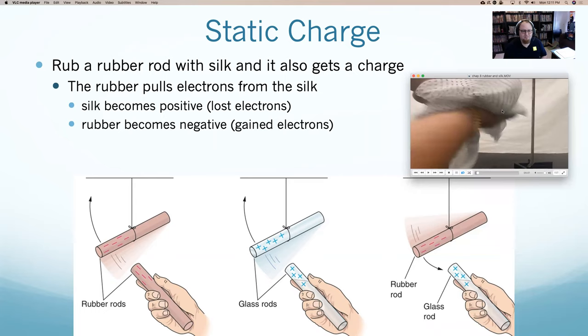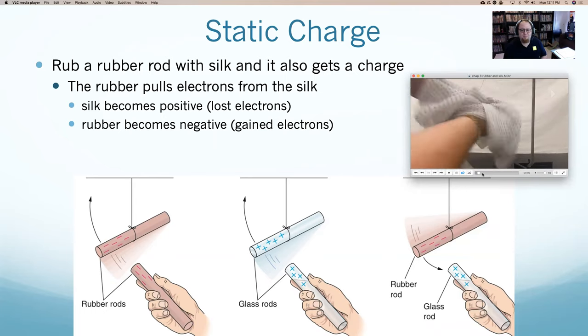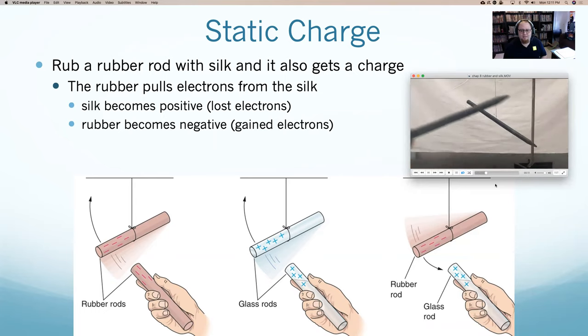Make sense? So, once again, same charge, repel. Opposite charge, attract.